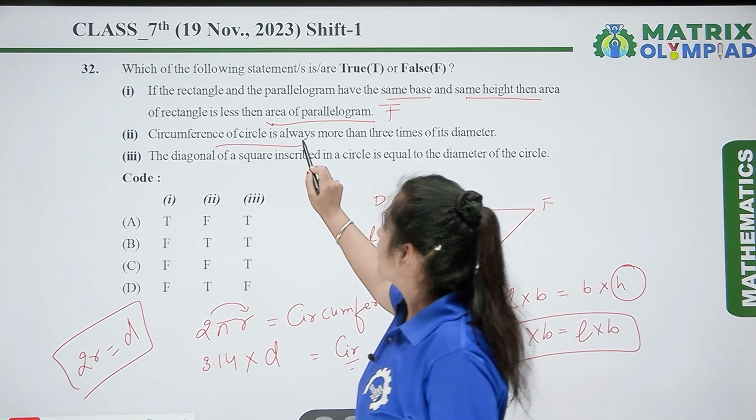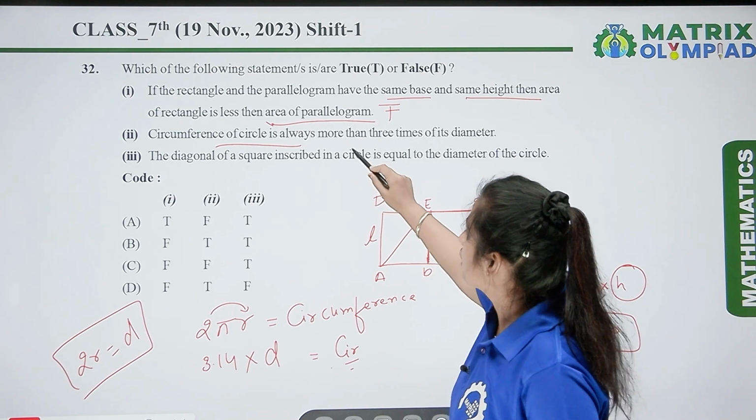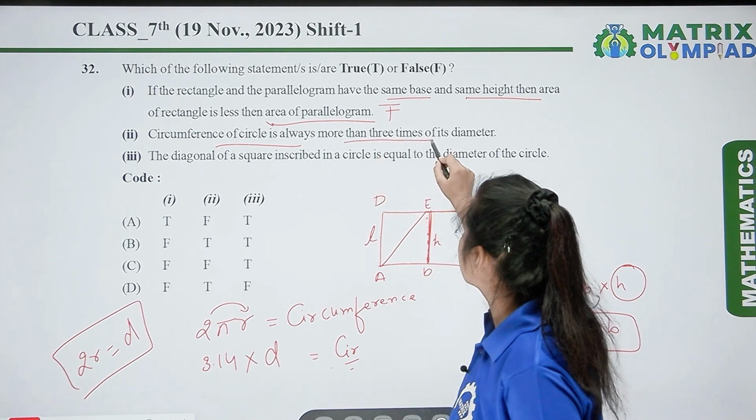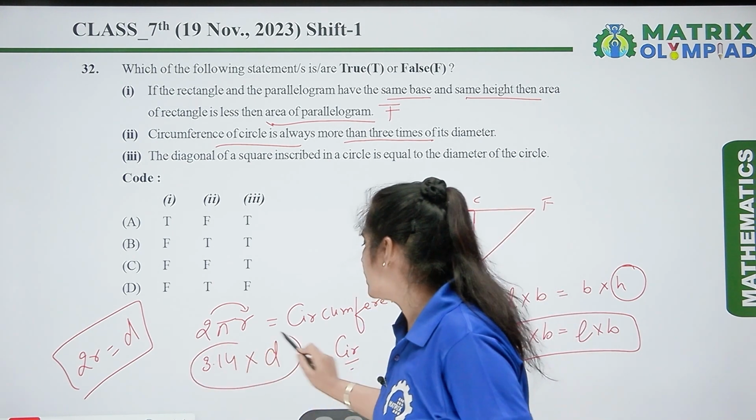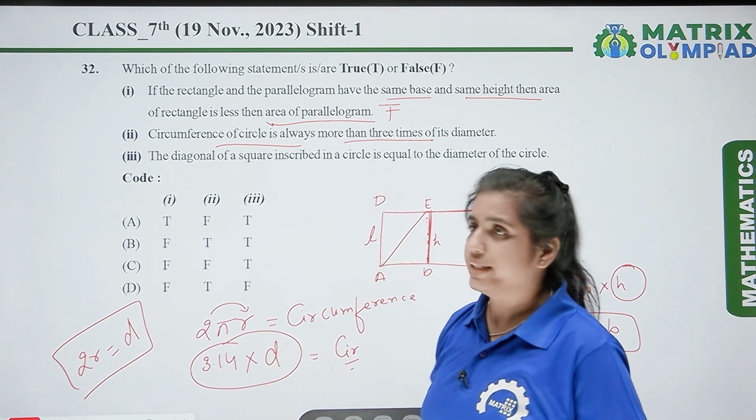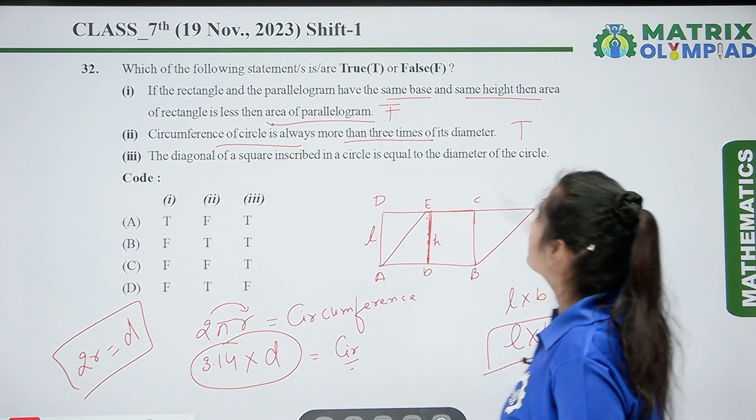Now the second statement says that circumference of a circle is always more than 3 times of its diameter. Yes, this statement is true as a circumference more than 3 times. So here it is true.